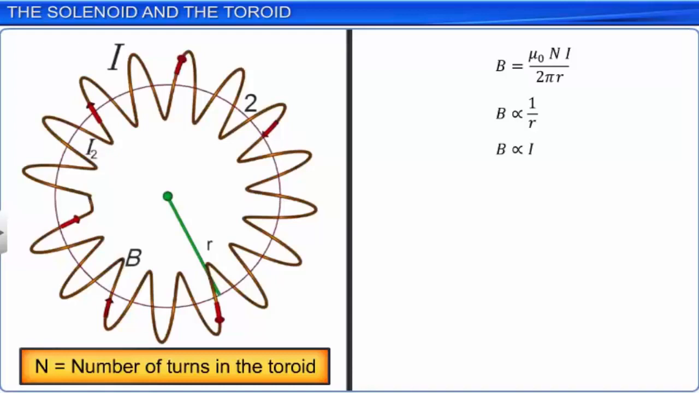Hence, as the current passing through the toroid increases, the magnetic induction increases. Magnetic induction is directly proportional to the number of turns of the toroid when the other quantities in the expression are constant. If we increase the number of turns per unit length of the toroid by winding the turns closer to each other, the magnetic induction due to the toroid also increases.